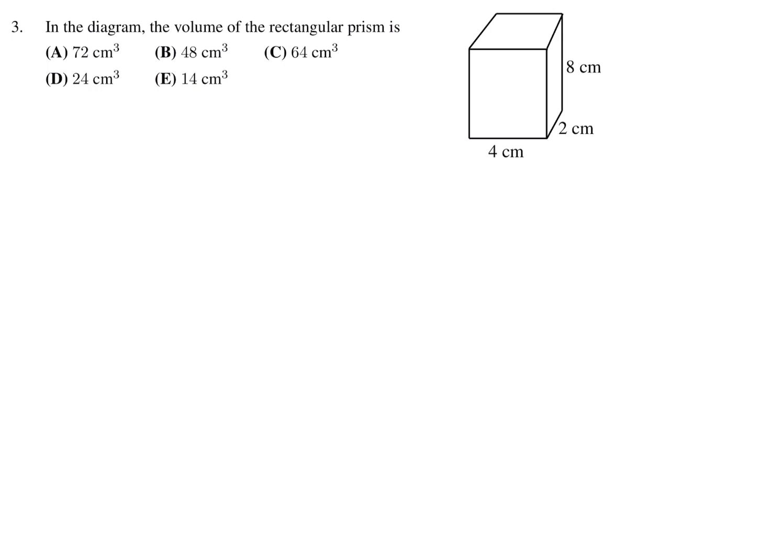In the diagram, the volume of the rectangular prism is? Volume is length times width times height. And in this case, the length is 4, the width is 2, and the height is 8. So this becomes 8 times 8, which is 64 centimeters cubed. So number 3, the answer is C.